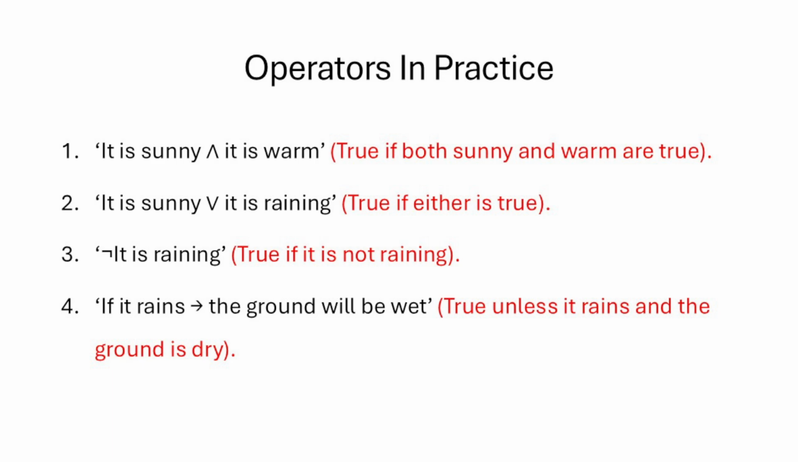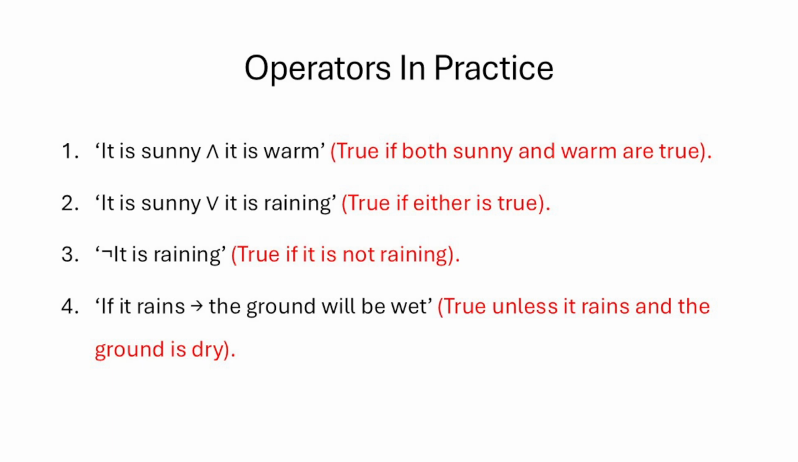So we have, "it is sunny and it is warm." Statement one, it's sunny and it's warm, so it's true if it's both sunny and warm. And statement two, we have, "it is sunny or it is raining." So the overall statement is true if one of those, i.e. it's sunny or it's raining, is true.